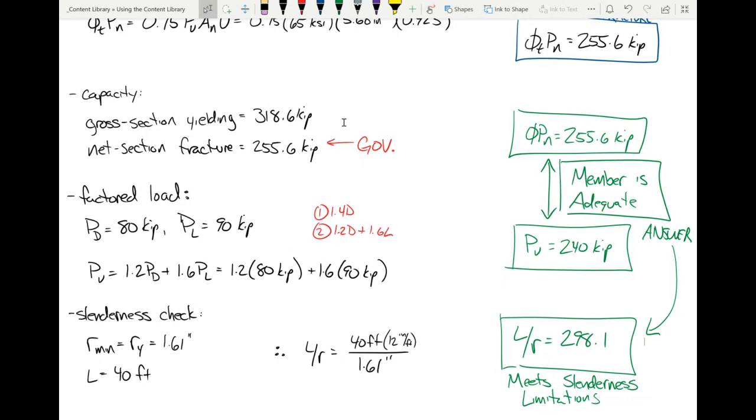All right, any other questions? Yeah, this is when I think steel design starts to get a little fun, because now it's real. Now you can see sort of the big picture.